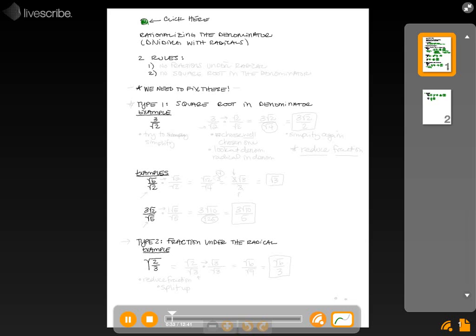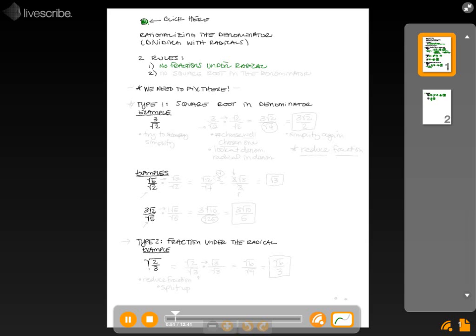Okay, before we get started, there are two rules you have to remember when you're rationalizing the denominator. The first one is that you cannot have fractions under the radical sign. Okay, so no fractions under the radical sign. We can't divide under a radical. It doesn't work. And what we're going to look at today is how to fix that.